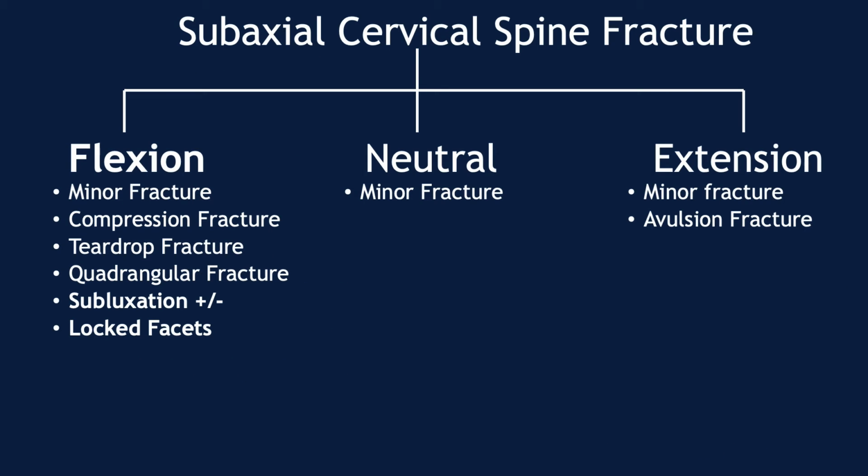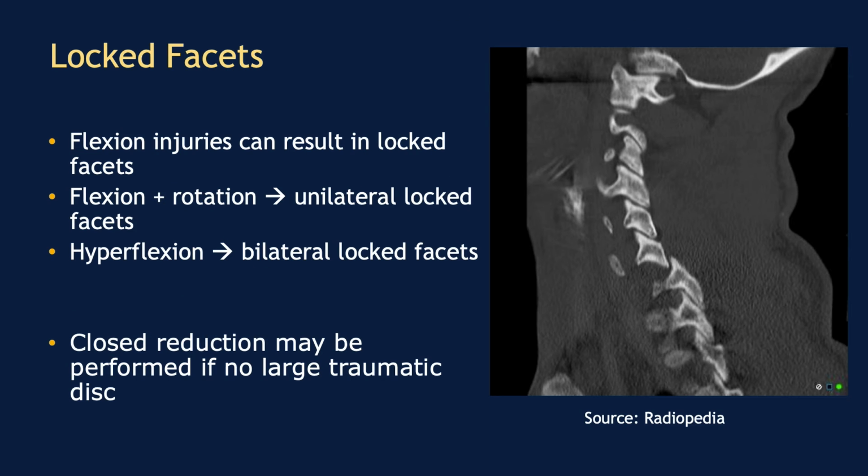We will now discuss subluxation injuries with and without locked facets. So to begin with, locked facets. Locked facets are flexion injuries that can result in displacement of the facets. Flexion and rotation leads to unilateral locked facets. Hyperflexion can lead to bilateral locked facets. Closed reduction may be performed if there's no large traumatic disc.